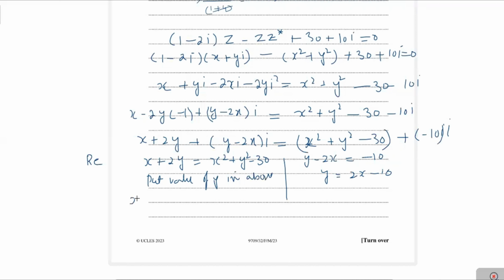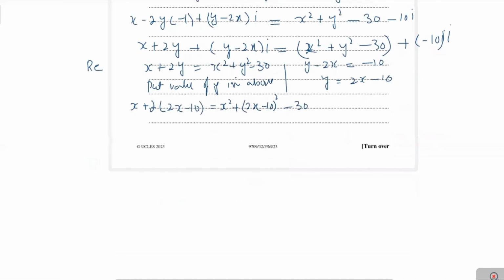Now we get x plus 2 into (2x minus 10) equal to x squared plus (2x minus 10) whole square minus 30. Now we write it as minus 30. Now you see here we can write x plus 2x minus 20, that's equal to x squared.